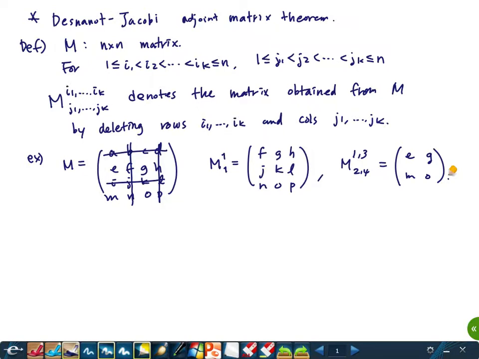There is a relation in matrices among those. So that's the adjoint matrix theorem. I'm going to start with a new page. The adjoint matrix theorem.